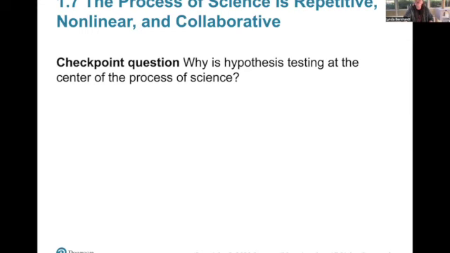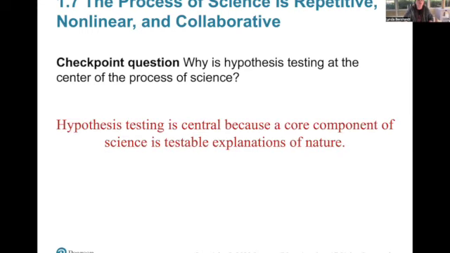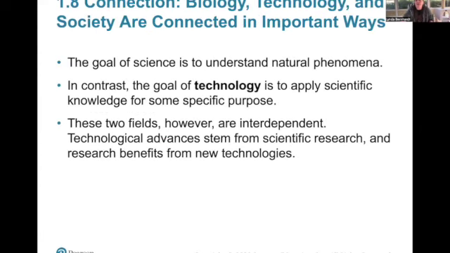So why is hypothesis testing at the center of the process of science? Well, because if you don't have a proper hypothesis, then you don't have a test. You have to have that if I do this, then this is going to happen in order to test it. And again, for science, once you test it, you have to be able to explain what happened, and other people have to be able to repeat exactly what you did and get the same thing.